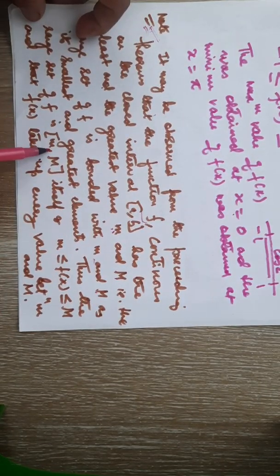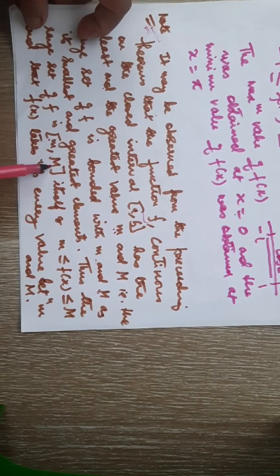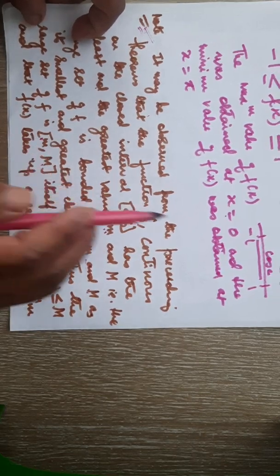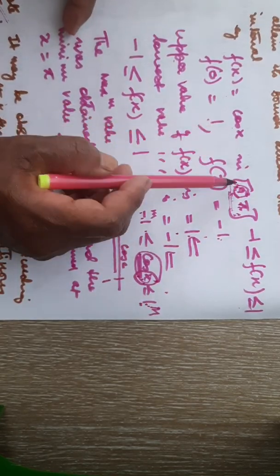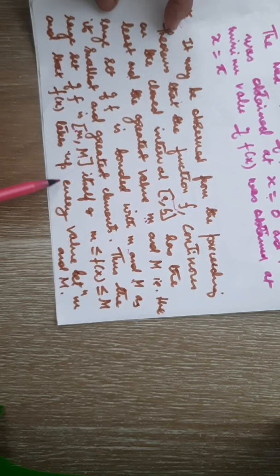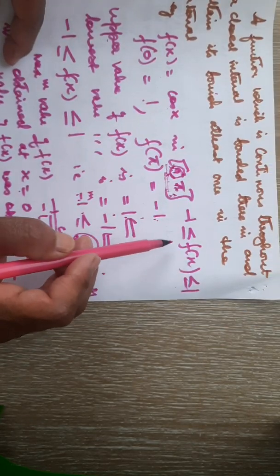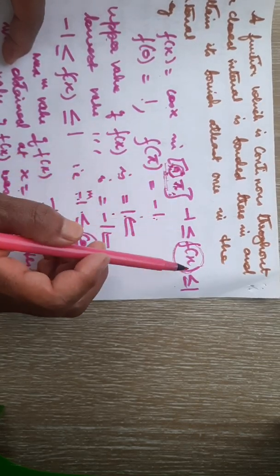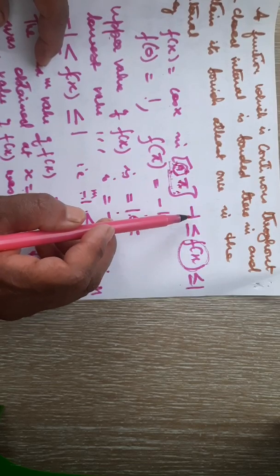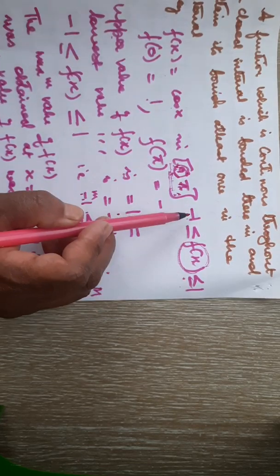Thus the range set of f is between small m and capital M. That means the range set will be between minus 1 and 1 for the function f(x) equal to cos x in the closed interval 0 to pi, and f(x) takes every value between m and capital M. Which means the values of f(x) will always lie between minus 1 and 1, that means between the lower bound and the upper bound.